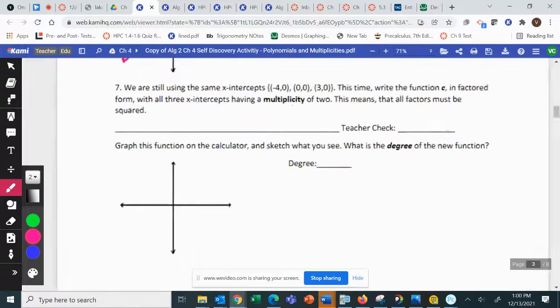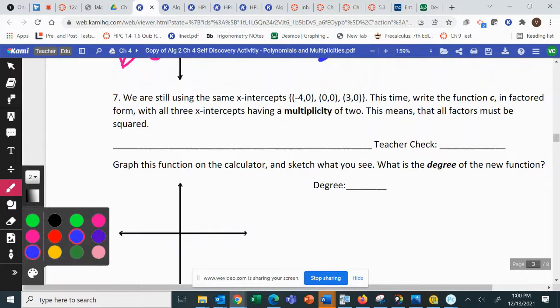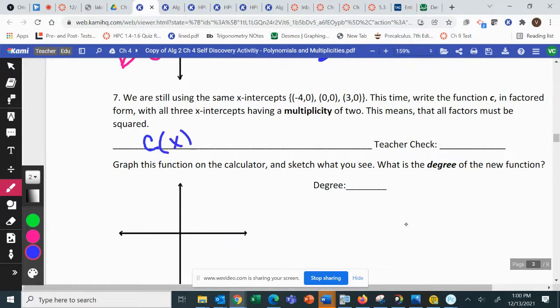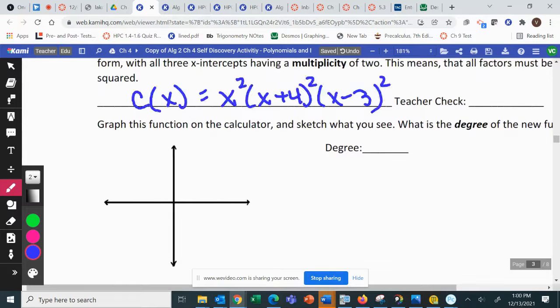Where are we at? Number 7. Okay, so this is the last kind of learning one. C of x. We'll start with those same 3 x-intercepts. And this time, all 3 of them have a multiplicity of 2. If there's a multiplicity of 2, that means I square them. So what's our degree? 6. We've got x plus 4, x plus 4, x minus 3, x minus 3. We've got 6 factors total.